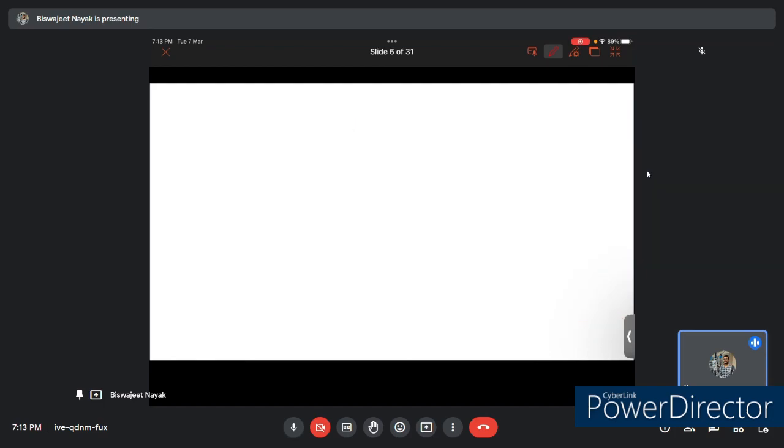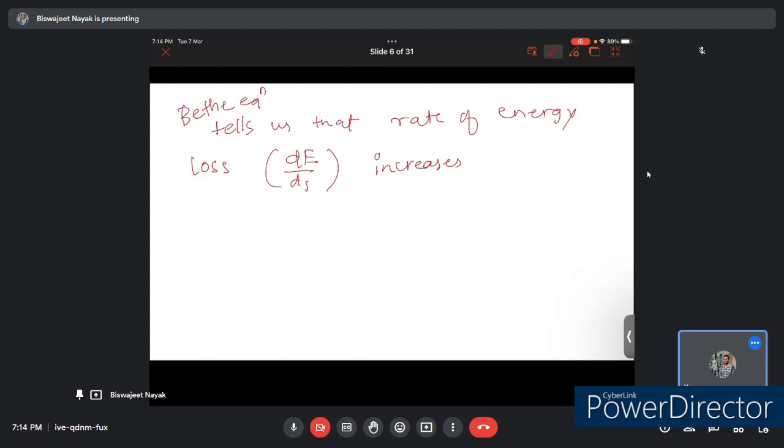And what does it tell us? The Bethe equation tells us that the rate of energy loss, that is dE/ds, increases as the electron energy decreases and increases with the atomic number of the target.